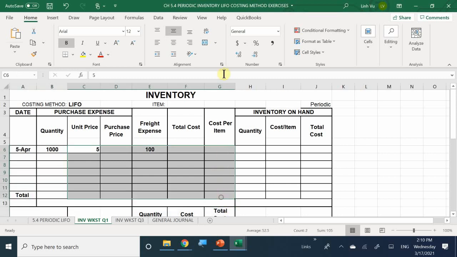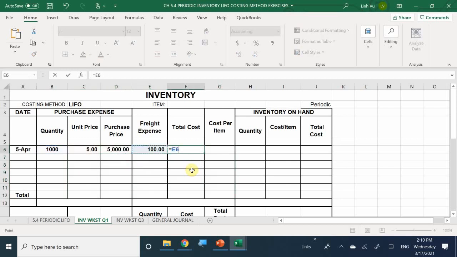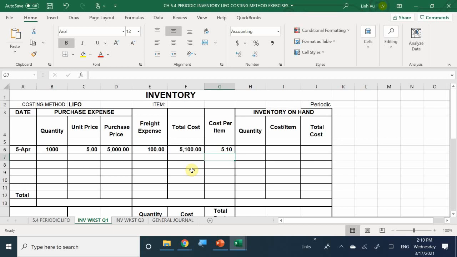So what is my total going to be? What's my purchase price? $5,000. So here times this, $5,000. And what's my total cost? $5,100. Now the difference here is what is my cost per item? $5.10. And the cost per item formula was what again? Your total cost divided by your quantity. Okay.